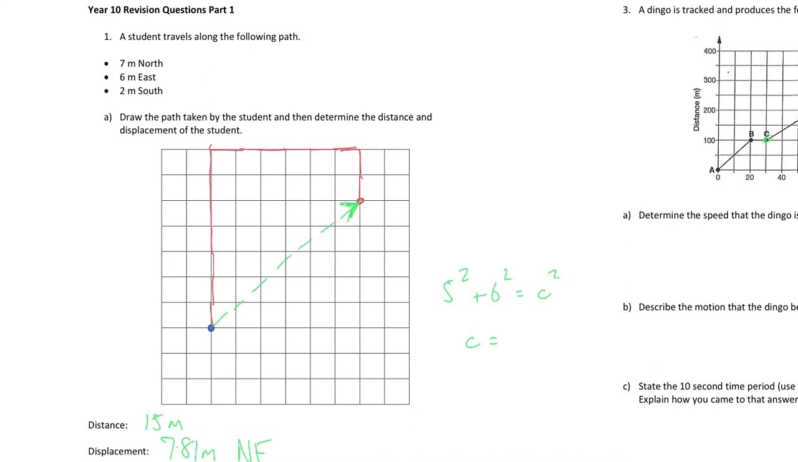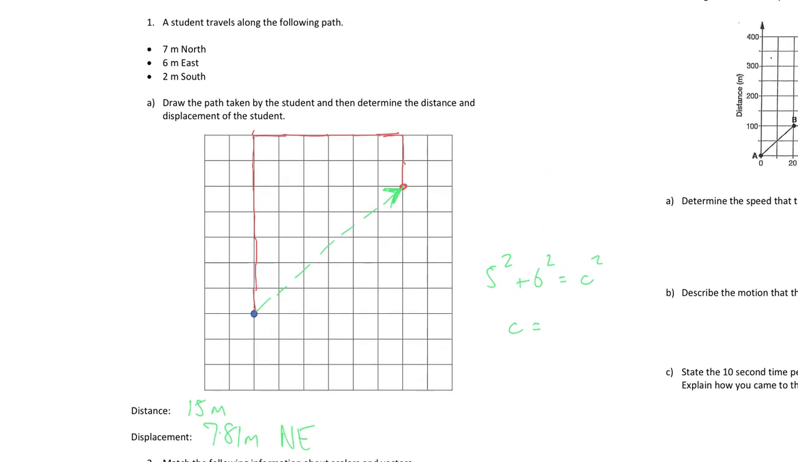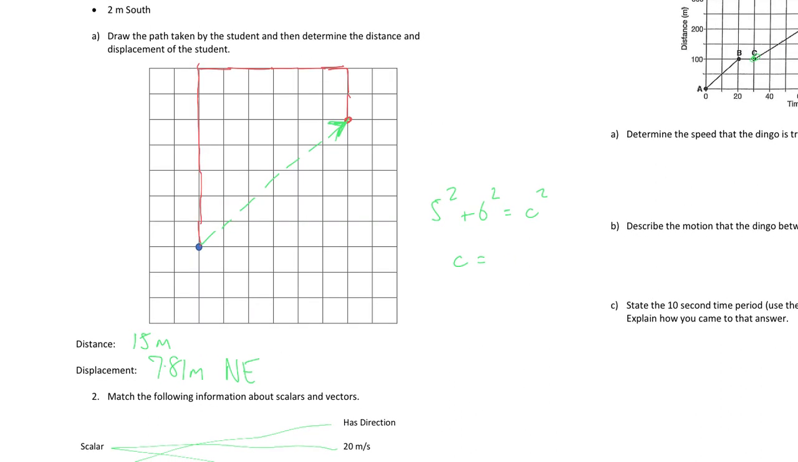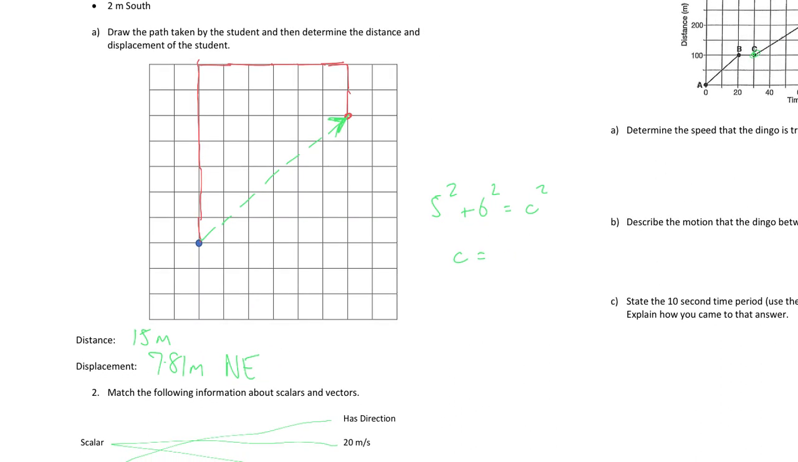So this one here, draw the line and then draw the displacement line different. Okay, so the displacement line is there. The distance is the total distance, 7 plus 6 plus 2, which was 15, and the displacement was in the northeast direction as the green line. You can work that out by Pythagoras. 5 squared plus 6 squared is equal to c squared. C is equal to the square root of that total, which makes that 7.81, right?